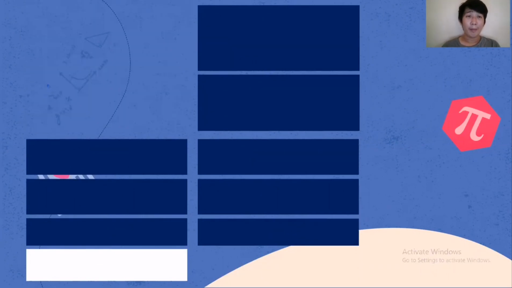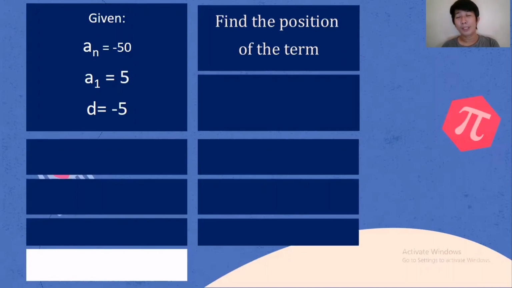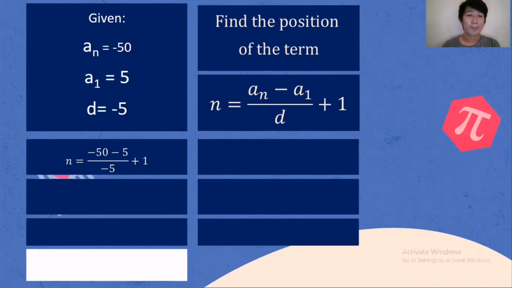Let's try another problem. Given a sub n is negative 50, a sub 1 is 5, d is negative 5. We will be using the same formula that we used a while ago, because we need to find the position of the term. N is equal to a sub n minus a sub 1 over d plus 1, where a sub n is negative 50, a sub 1 is 5, and d is negative 5. Let's substitute: negative 50 minus 5 over negative 5 plus 1.